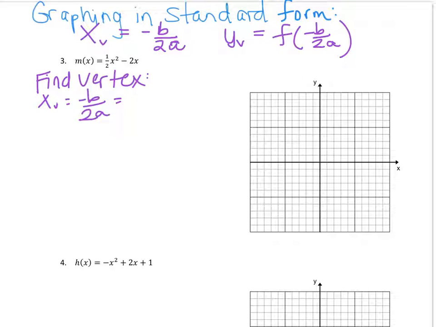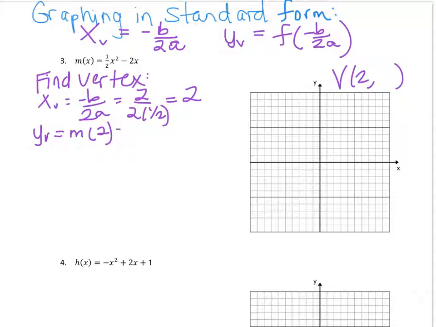Okay, so opposite of b in this case would be 2 over 2 times a, so 2 times 1/2. Alright, so this is really 1/2 of 2 is 1, so we have 2 over 1, so we have a 2. So we know, I'm going to put it over here on the side, our vertex is 2 comma something. Okay, so I need to find the rest of that ordered pair, so the y part of my vertex I find by just plugging in, by finding m of 2.